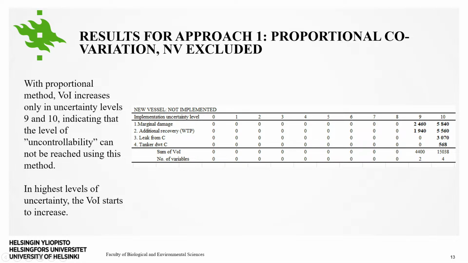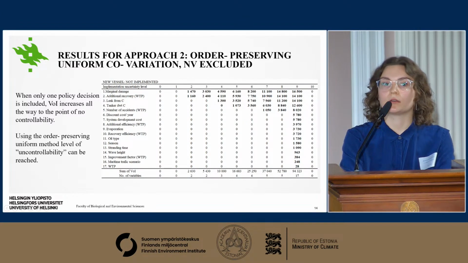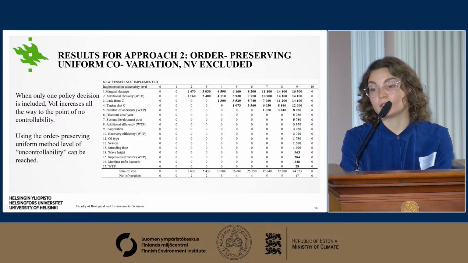So we can see that we don't have value of information with only the alarm system, and for this method only for the highest level of uncertainty, where mostly we have one accident per year and can't really control it. So this does not represent the no control in the distribution like I assumed. The value of information increases for the higher levels of uncertainty. And then for the uniform covariation method without the new vessel, we can see that value of information starts to increase at level 2 and increases all the way up to level 9, and then decreases to 0 when we have the uniform distribution. So if we don't have the control, we don't really need the information, according to this result.